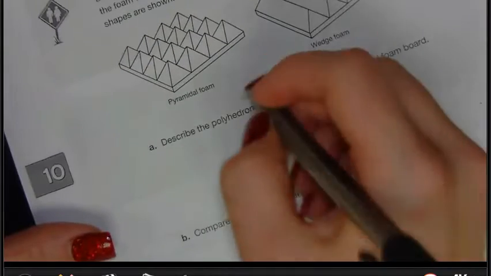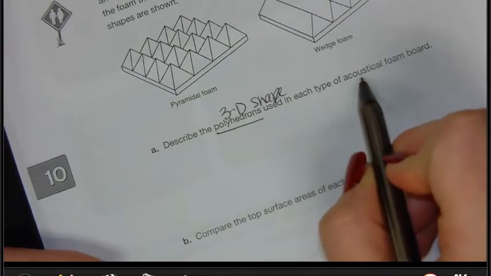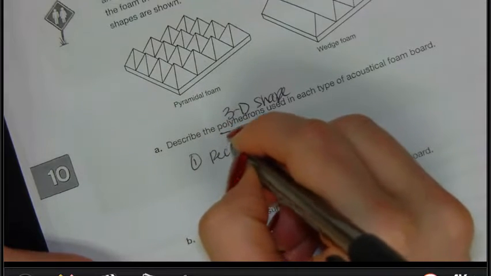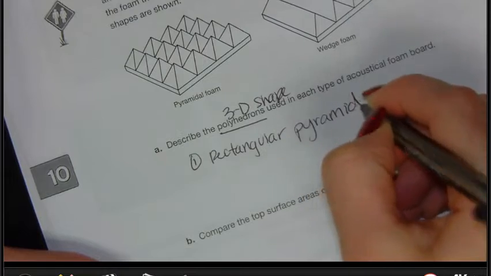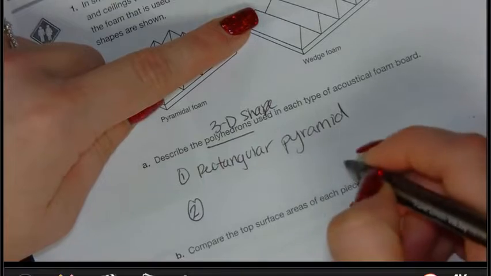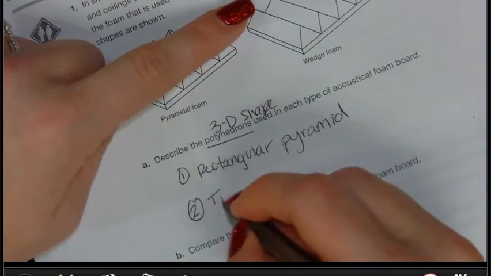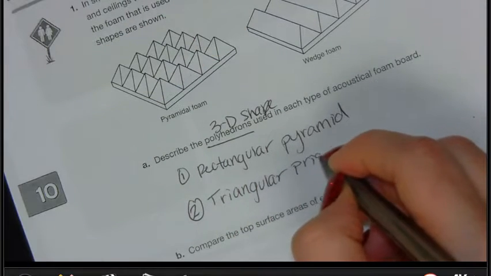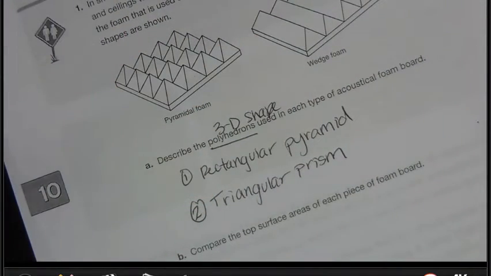Describe the polyhedrons, which means my 3D shape, used in each type of acoustical foam board. Well, in the first one, it looks like I have a rectangular pyramid. In the second one, I notice I have two triangles, and then I'm going to assume three rectangles. So I know my base is a triangle. That my second one is a triangular prism. Okay, I have rectangular pyramids here, and I have triangular prisms here.